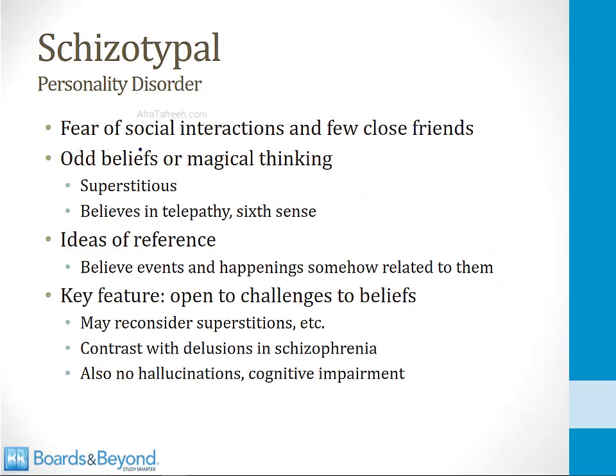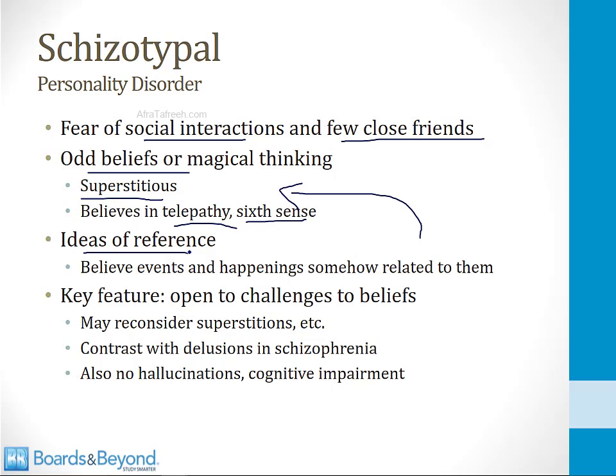Schizotypal personality disorder involves a fear of social interaction and few close friends, but the hallmark of this disorder, and the way you can always recognize it in a board question, is that these patients have odd beliefs or magical thinking. So they're often superstitious. These people may believe in telepathy or a sixth sense. If you see a description of someone like this, you should think of this personality disorder. They're not psychotic. They're not hallucinating like someone with psychosis. They just have a lot of weird, strange beliefs. They also often have ideas of reference. They believe events and happenings are somehow related to them. This type of person might believe that certain things happening in politics are happening because of something that they are doing.